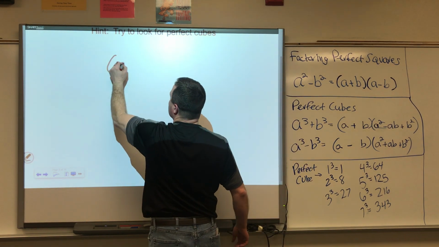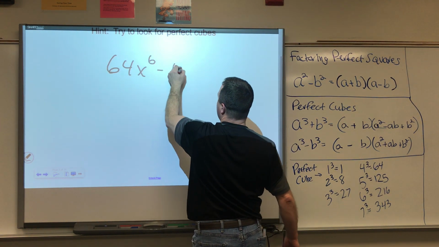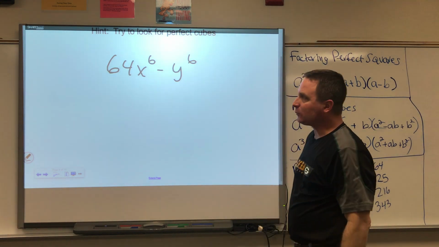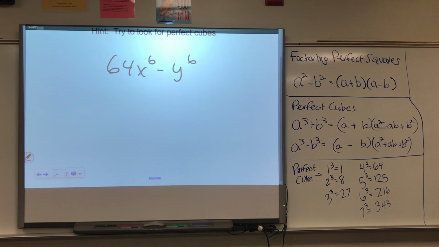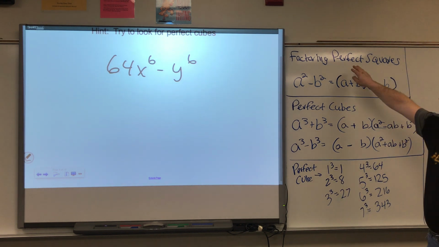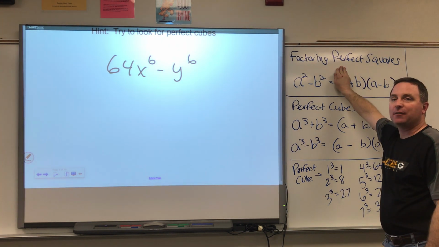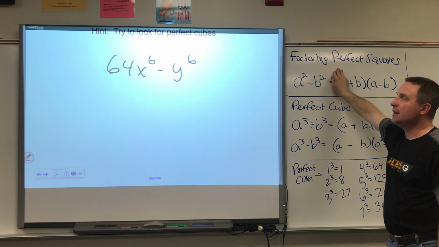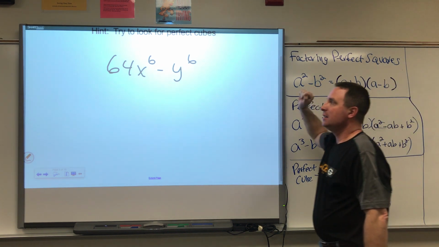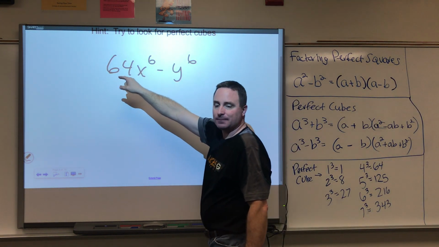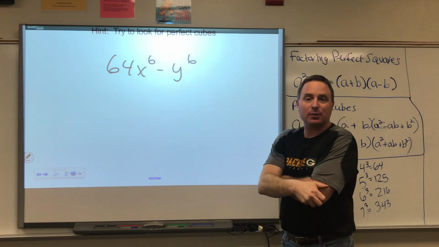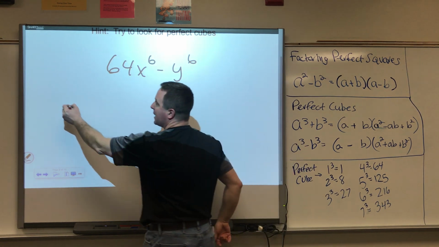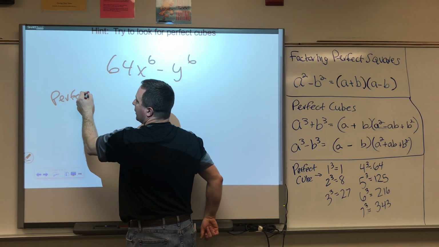64x to the 6th minus y to the 6th. Well, I only see two terms there, and now I see an x to the 6th power. Okay? And I'm going to go back to the top here. Is x to the 6th a perfect square? I always start with those. And it is. Okay? Is 64 a perfect square? It is also. And is y to the 6th a perfect square? Yeah, so what I have staring at me here is perfect squares.